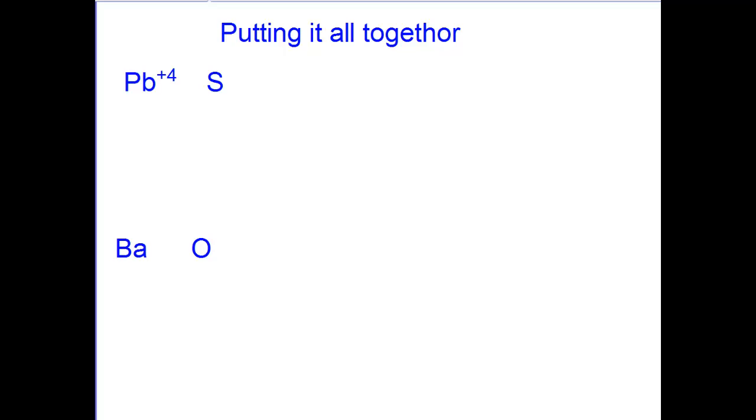So just a couple real quick examples here. Pb is one of our transition metals that does not fall in groups 3 through 12, so I do need to label that. So that is lead, Roman numeral 4, sulfide. This next one, barium, is not a transition metal. Barium is in group 2, so I can just write barium, and then I just put oxide. I do not need a Roman numeral because it is not a transition metal.